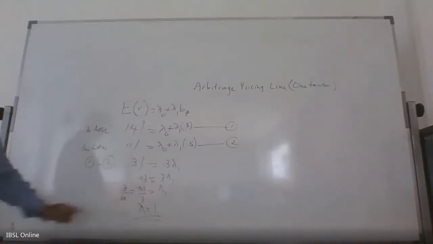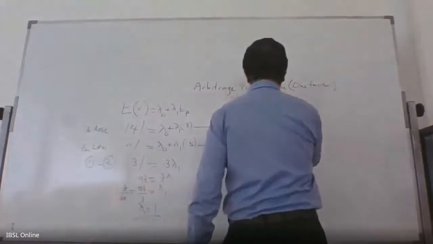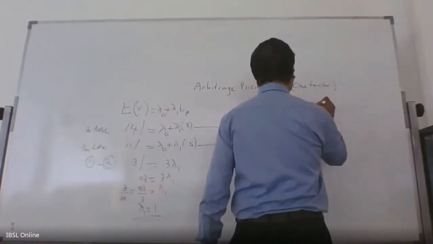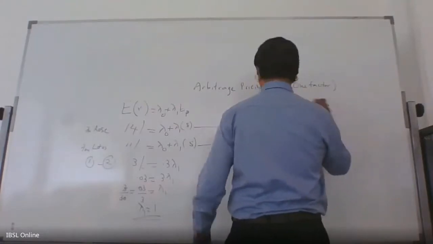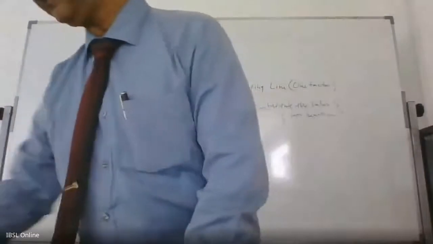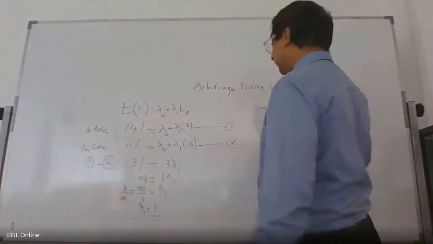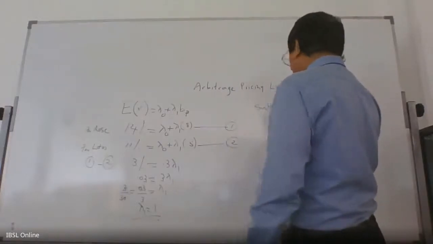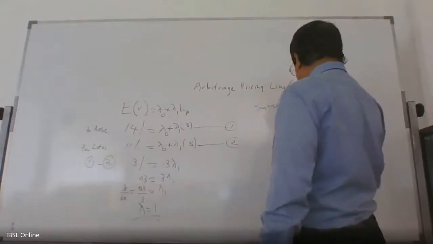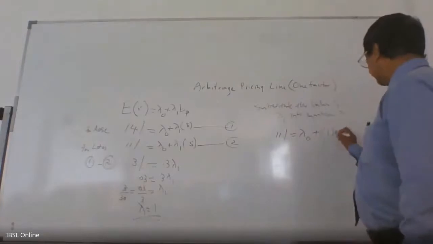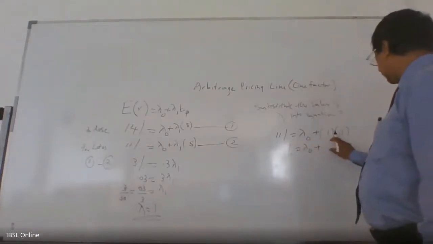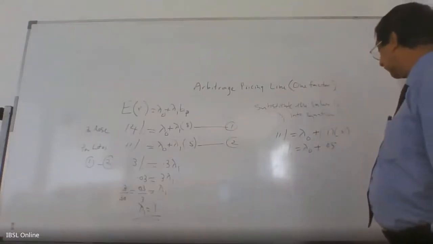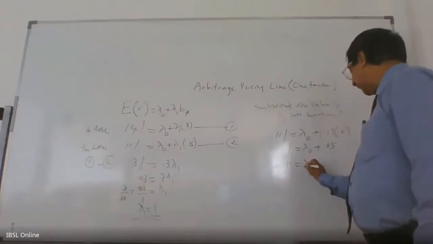And what we can do is substitute that lambda 1 into equation number 2. Substitute the value of lambda 1 into equation 2. Equation 2 is this. So 11% is equal to lambda 0 plus lambda 1 into 0.5. We have already calculated that lambda 1 is 0.1, so 11% is equal to lambda 0 plus 0.1 into 0.5, which is 0.05. So 11% is 0.11, equal to lambda 0 plus 0.05.